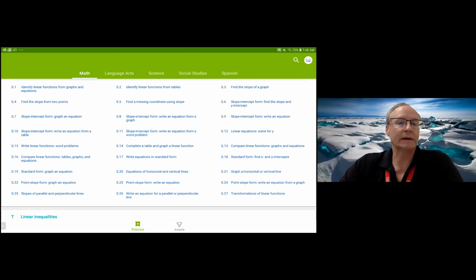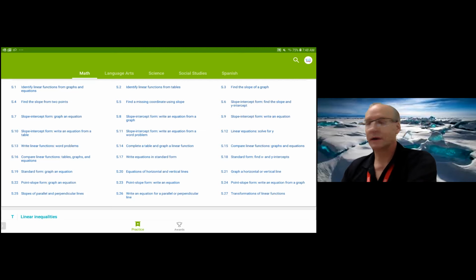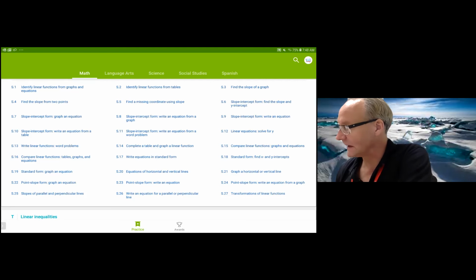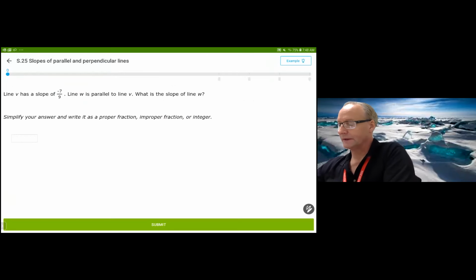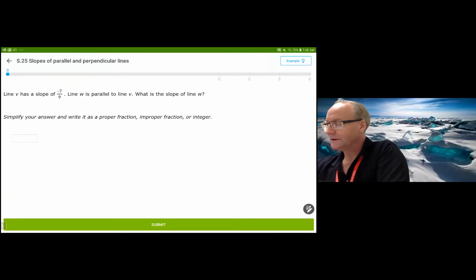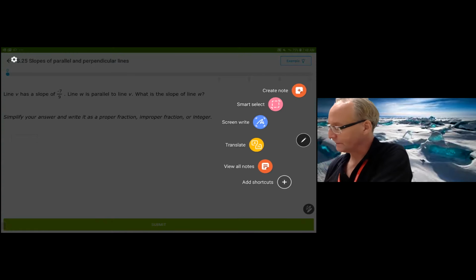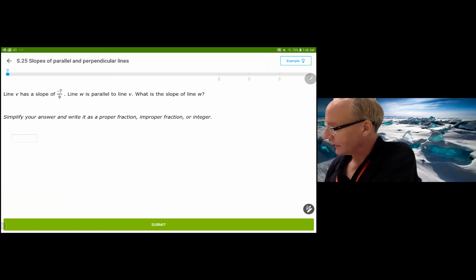This is slopes of parallel and perpendicular lines. I have not previewed it, so I'm going to see how they're going to explain it and how we're going to do it. So slopes of parallel and perpendicular lines. Okay. Line W is parallel. Okay, so this is going to tell us something. Let's see, I got to go back one. There we go.